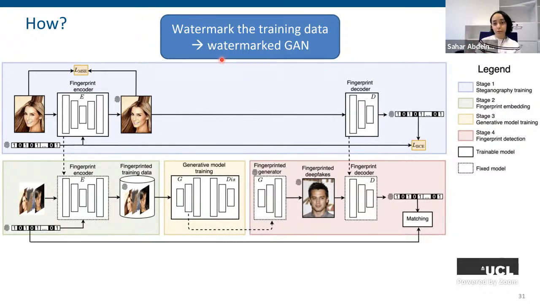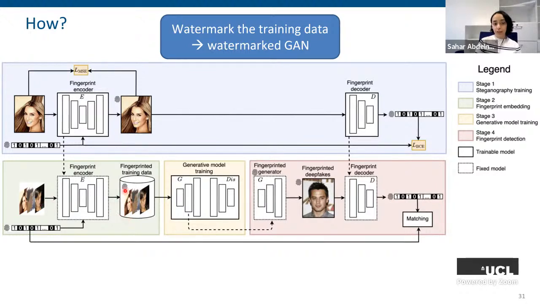So in a nutshell, what we do is that we first train a watermarking model to embed a random message into an image. At the same time, this is trained with a decoder that should take the output image and try to reconstruct the message from it. Then after training, we fix this watermark or fingerprint encoder and decoder, and we use the encoder to encode a fixed message into all the training data of the GAN. This would result in fingerprinted training data.